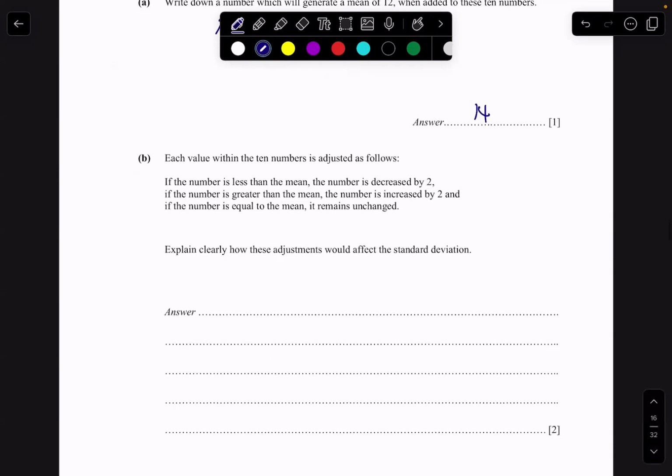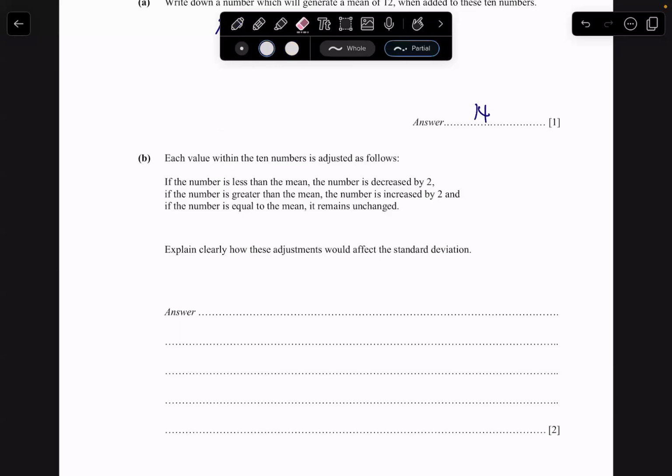Part B. Each value within the 10 numbers is adjusted as follows. If the number is less than the mean, the number is decreased by 2. If the number is greater than the mean, the number is increased by 2. And if the number is equal to the mean, it remains unchanged. Explain clearly how these adjustments will affect the standard deviation.